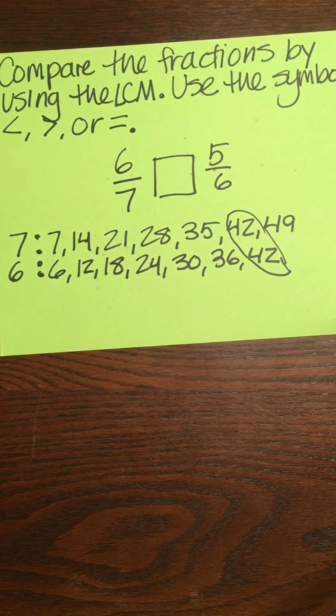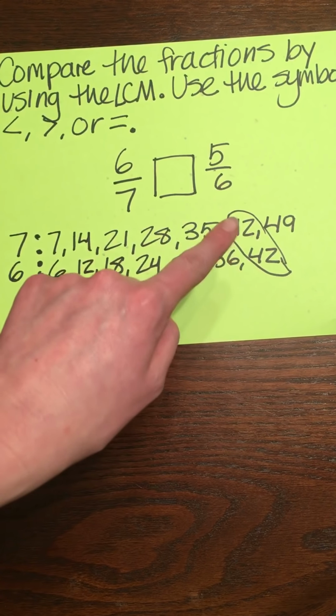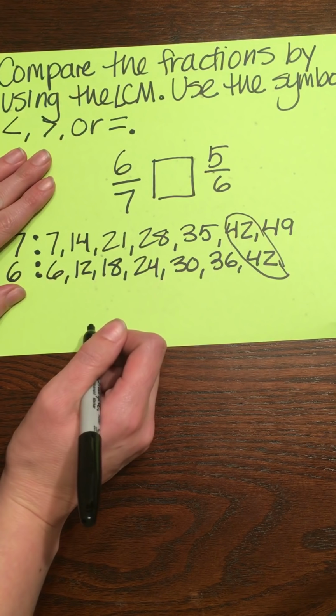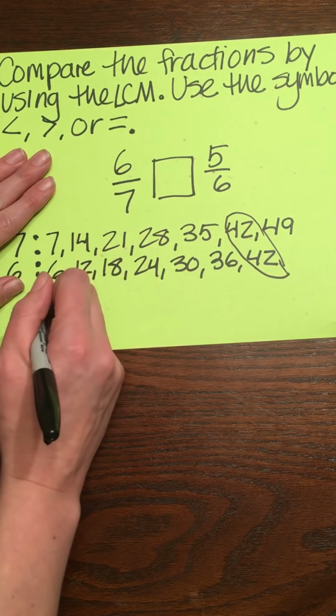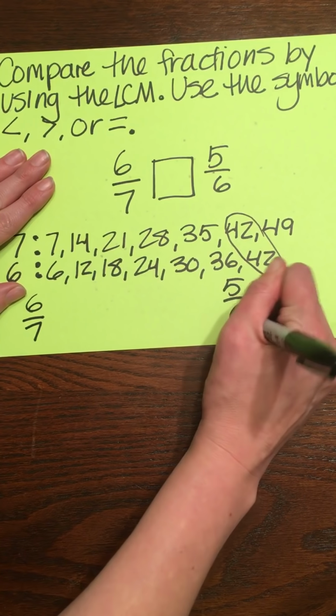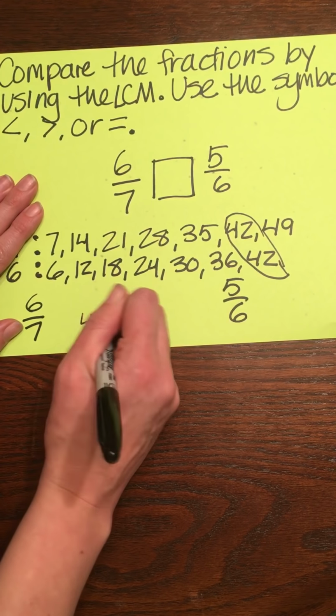All right, so now that we know 42 is the least common multiple, we are going to change these fractions to have 42 on the bottom. And then they'll both be in 42nds, and it should be way easier to see. So we're going to take each fraction and write them down here at the bottom. Okay, and I'm going to change it to 42, so I'm going to write 42 next to it.